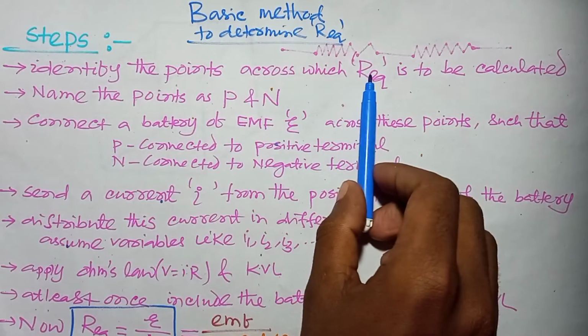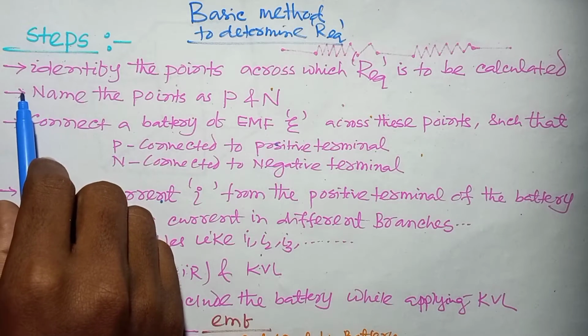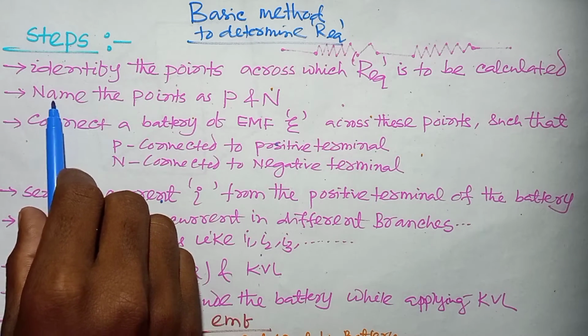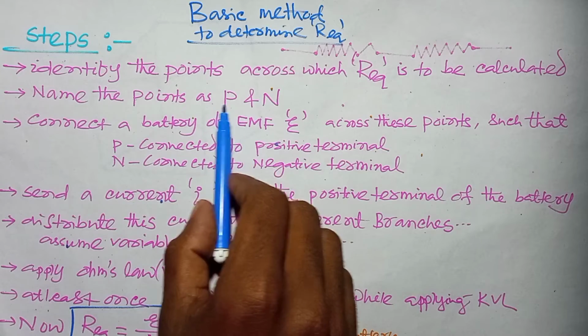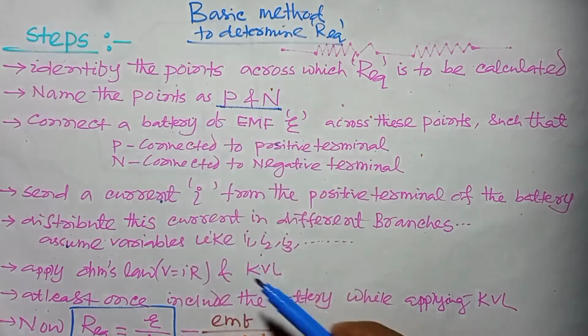Identify the points across which R equivalent is to be calculated. Then in step number 2, we have to give names to the points as P and N.